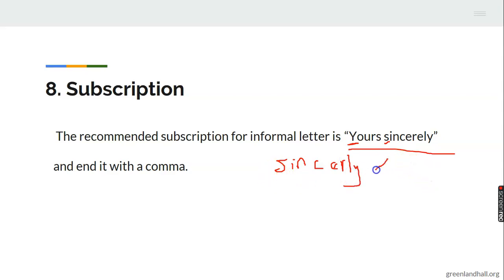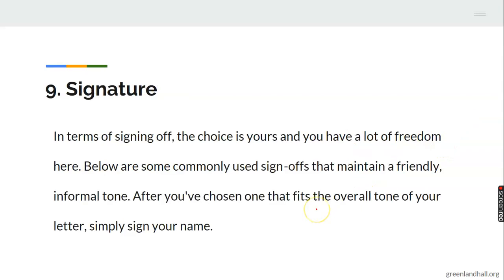It's very wrong. Always make sure that you watch out when you're writing your sincerely. Let it be spelled correctly, okay? And it should be in small letter S, capital Y, and then it must be followed by a comma, okay? Now the next one, signature.